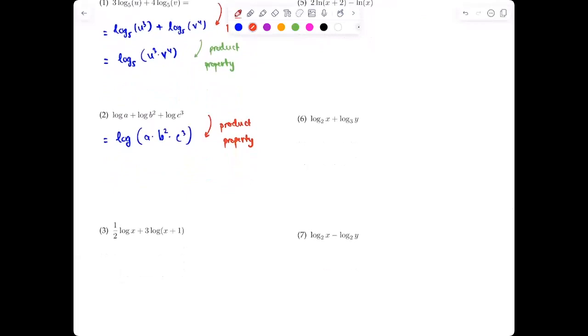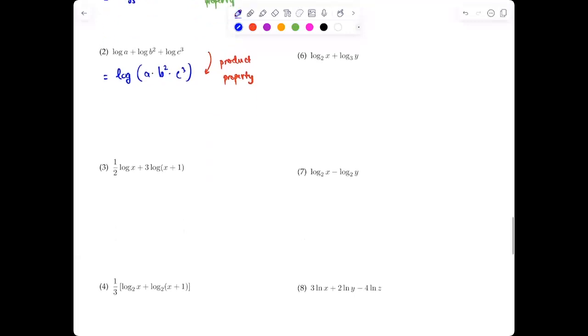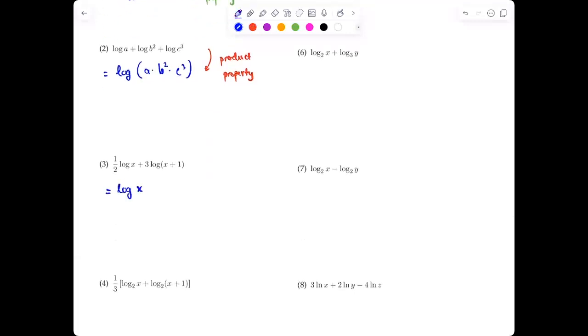Number three, because there's a constant multiplying the log, you turn that constant into a power. So here you have log of x to the 1/2 plus log of x plus 1 to the third power. And then you combine the two logs together. So you have log of x to the 1/2 times x plus 1 to the third power. Good? Yes. Yes, you can.